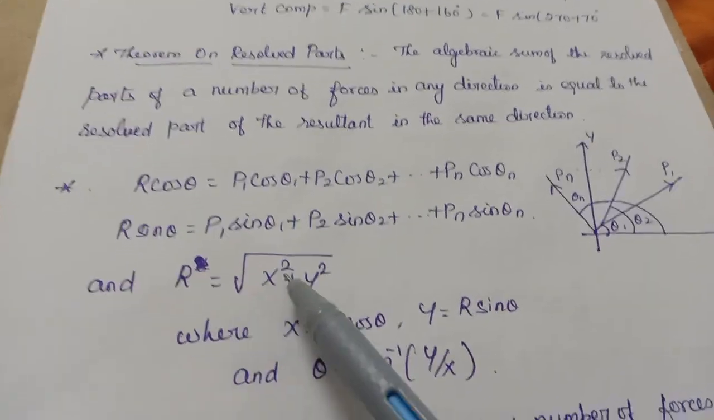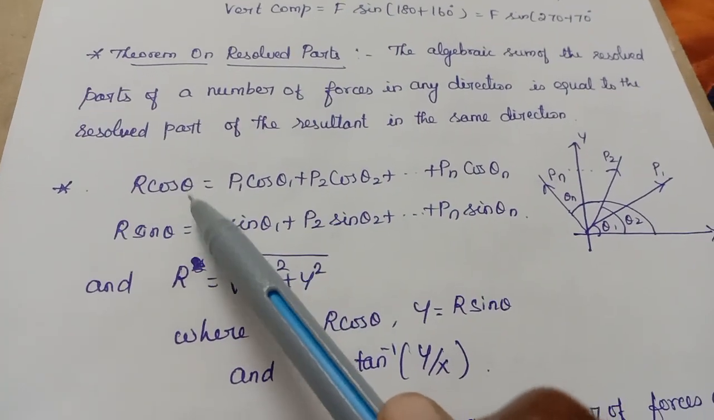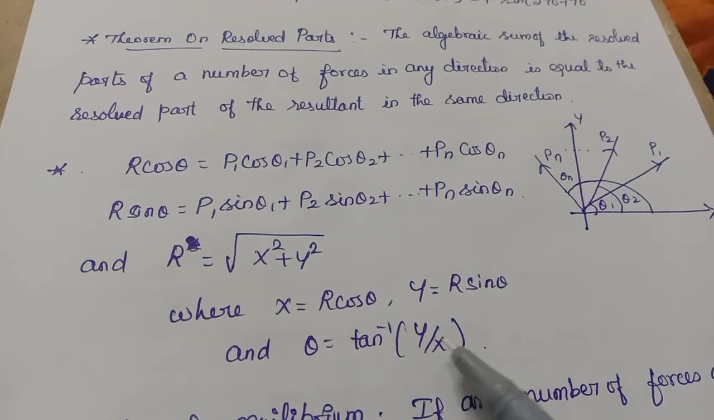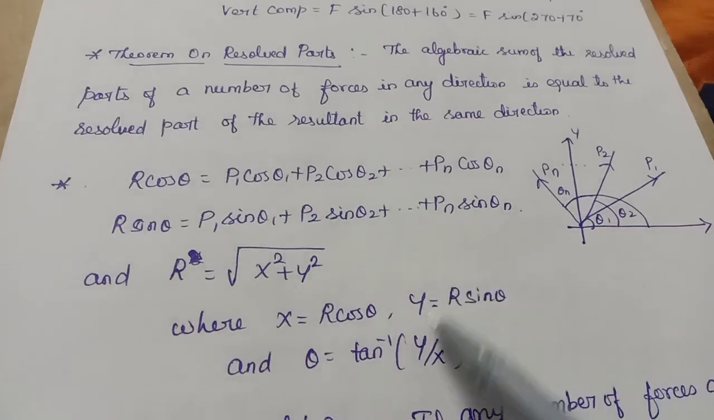Then R is given by the square root of x square plus y square, and what is this theta? It is the angle made by the resultant with the horizontal line, and that is given by the formula theta equal to tan inverse of y by x. So in all the problems we are going to make use of this result only.